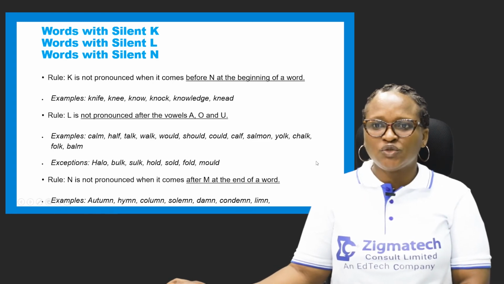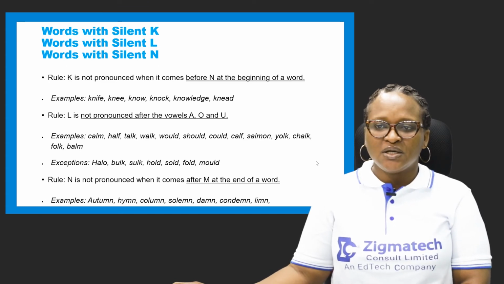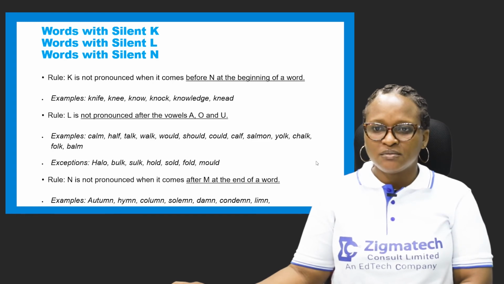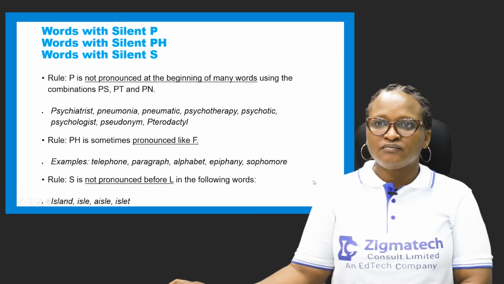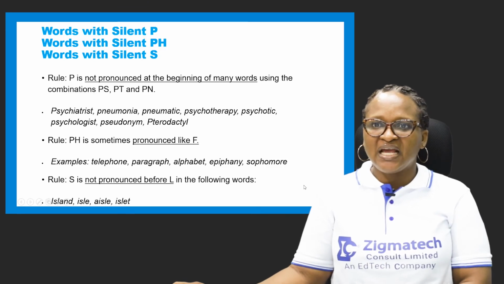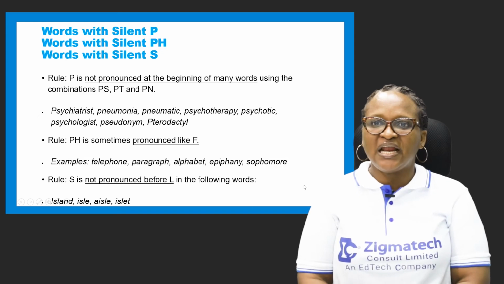N is not pronounced when it comes after M at the end of a word. So once N comes after M, it is not pronounced: autumn, hymn, column, solemn, damn, condemn. Next, silent P, silent PH, and silent S.